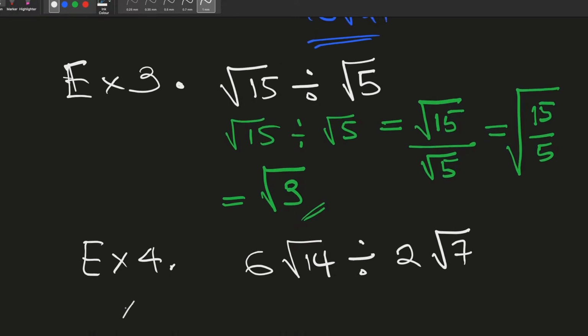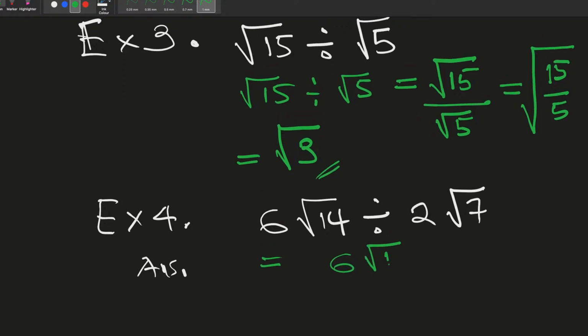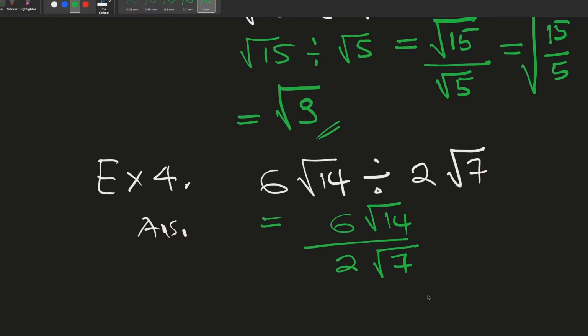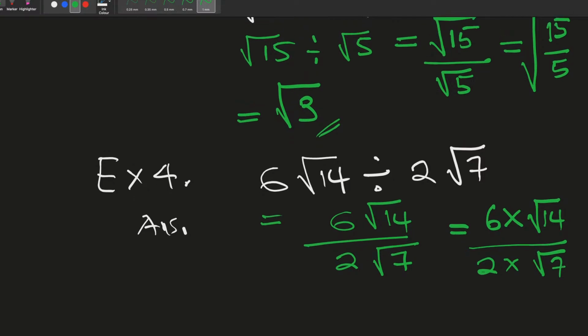Now, how do we go about it? We have to look at it and see the best way to go about it. Since they are dividing, straightforward, this equals the traditional one, 6√14 divided by 2√7. But as we saw earlier, 6√14 can also be written as 6 multiplying √14, all divided by 2 multiplying √7. If that is the case, then we can group the like terms.